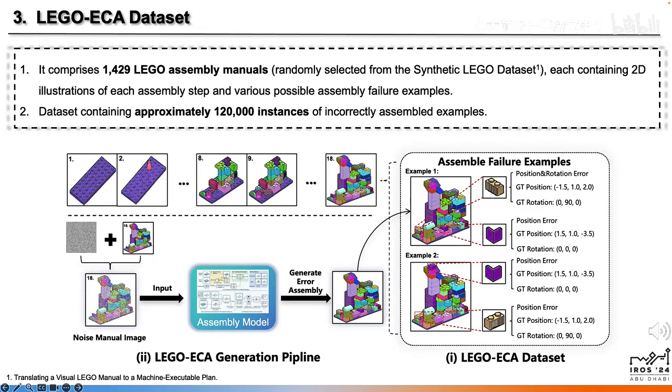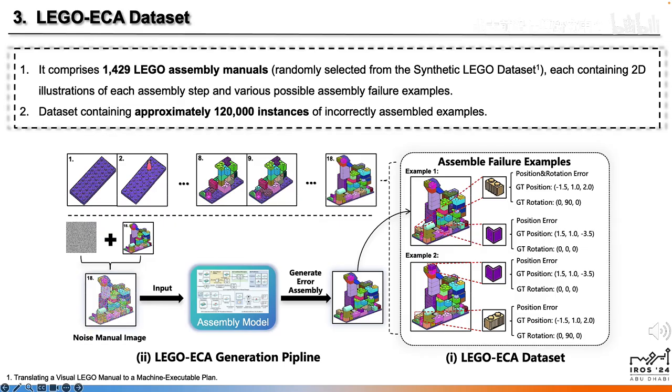In this work, we constructed the LAGOE SIA dataset, which is based on the synthetic LAGO dataset. We randomly selected 1,429 assembly manuals and added examples of assembly errors to each step within these manuals. For each assembly error example, we annotated the type of error and its correct assembly pose. In total, this dataset contains approximately 120,000 assembly error examples.